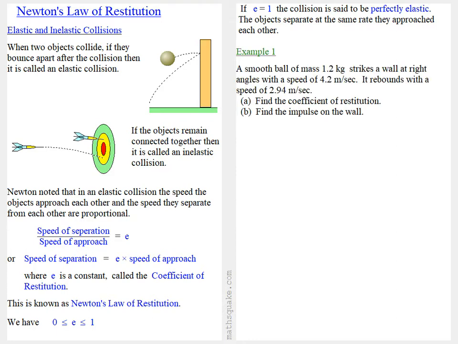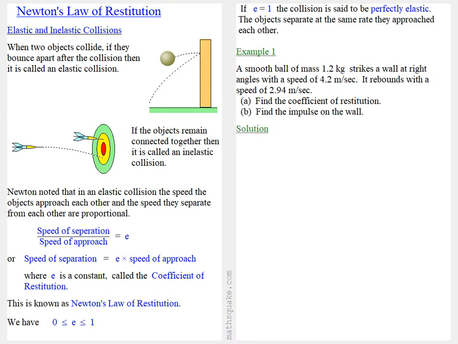Let's look at an example. Example 1. A smooth ball of mass 1.2 kilograms strikes a wall at right angles with a speed of 4.2 meters per second. It rebounds with a speed of 2.94 meters per second. In part A, we've got to find the coefficient of restitution.